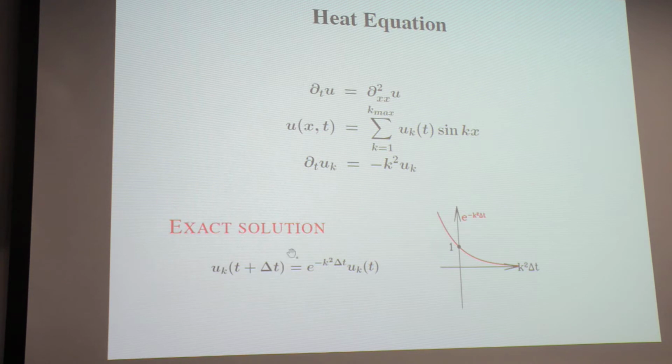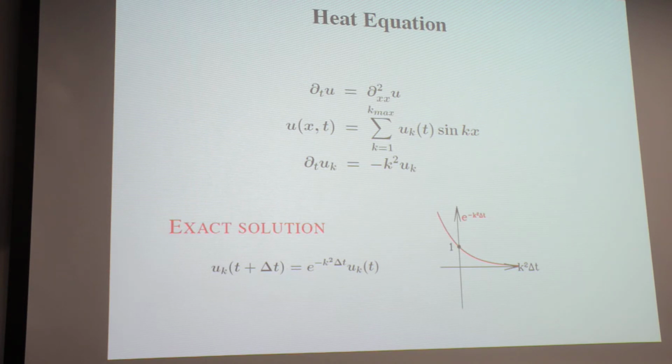So let us write what happens in a single time step to the exact solution. We take the Fourier coefficient at time t, and it gets multiplied by e to the minus k squared delta t. This is like the initial condition for a time step, and we multiply by the exponential with the time step. And that function here is shown as a function of k squared delta t. This is what the exact solution does.